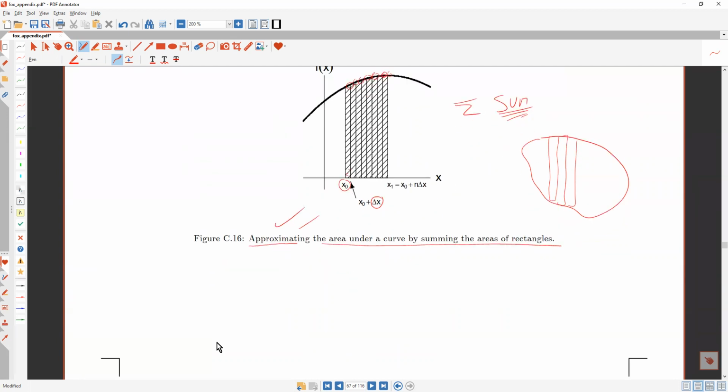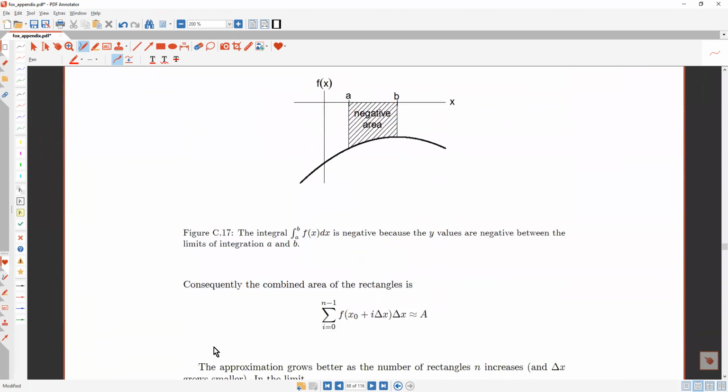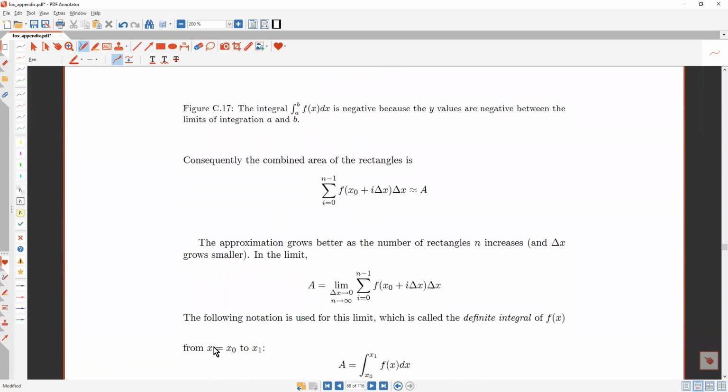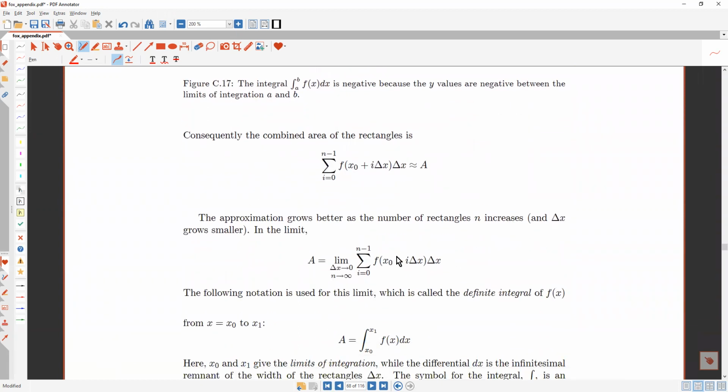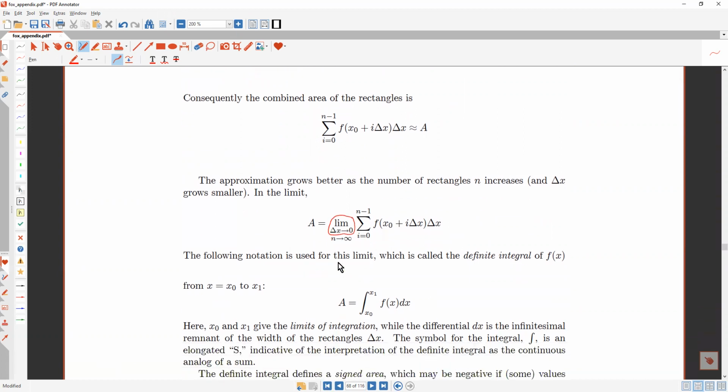So how can you get the true area? Right? How can you get the true area? Well, to get the true area, you are going to have to invoke the limit concept. See how limits are seen again now that we're computing integration? So we said that computing all of those rectangles is an approximation, but the approximation is going to grow better and better as the number of rectangles increases and the change in x grows smaller, right?